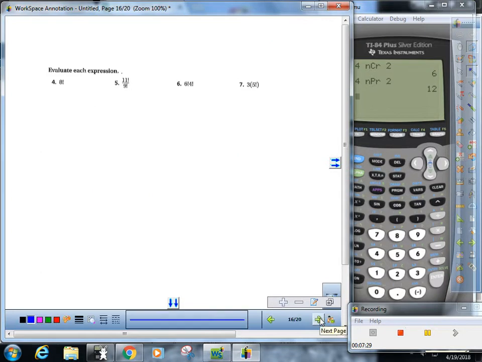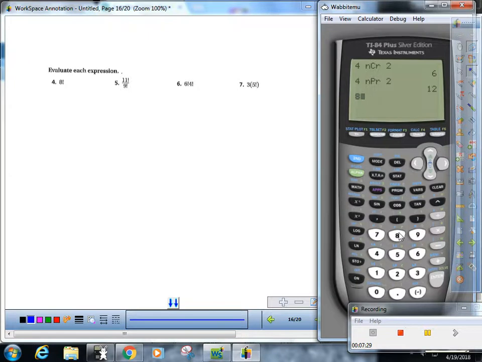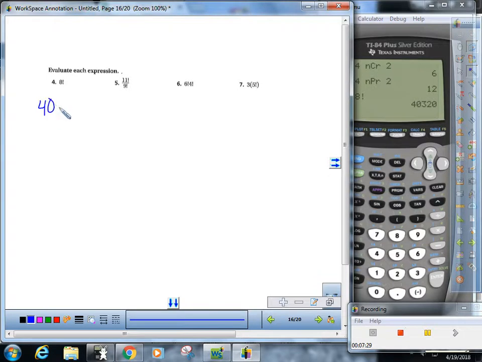Alright, these you're just going to type into your calculator. So, 8, math, prob, enter, 4, oh no, clear. 8, math, 4, enter. And this is 40,320. Okay? So just break these up into 2 steps.